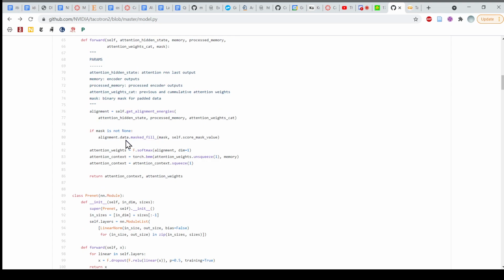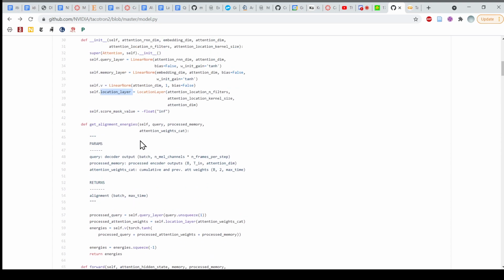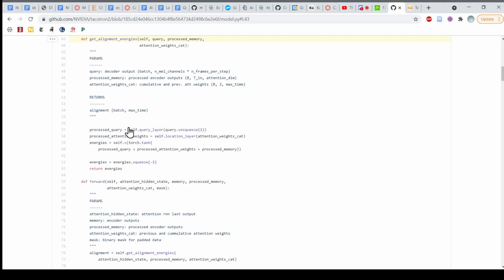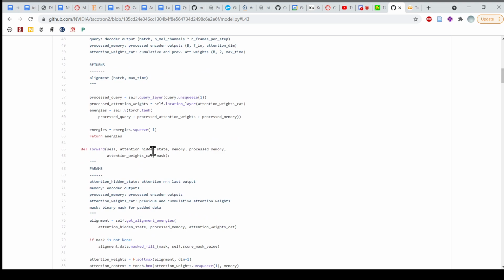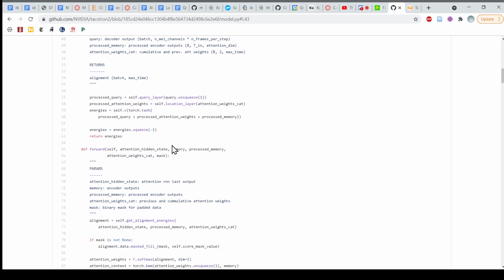Location layer. Okay, so you query the thing. The self.location layer looks up attention weights cat, which is who knows what that is. Good God. I'm not defeated because we'll continue, but oh God, Lordy. Okay, processed query plus processed attention weights plus processed memory is how they define the energies.